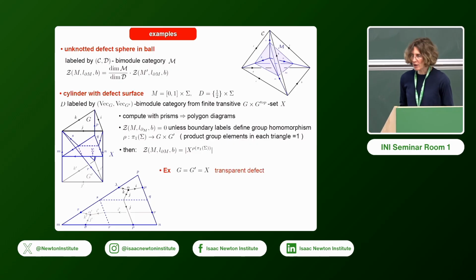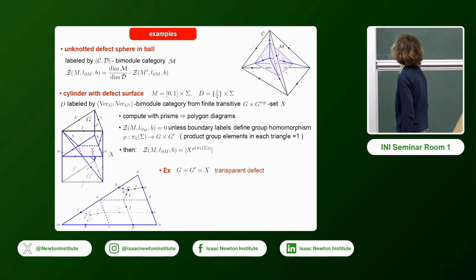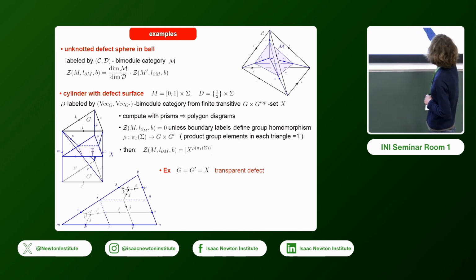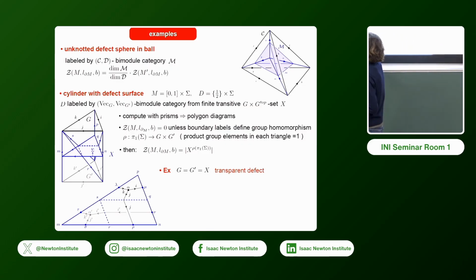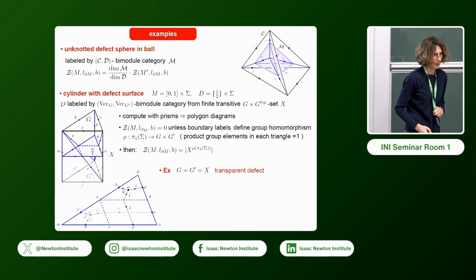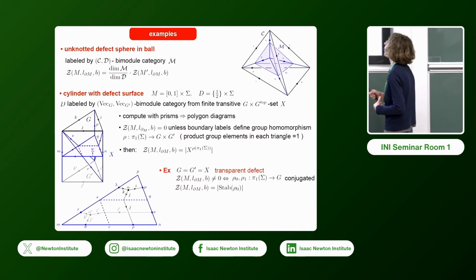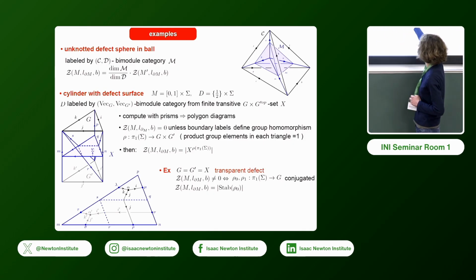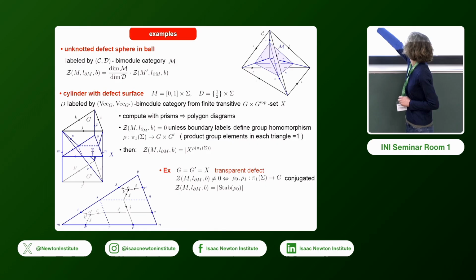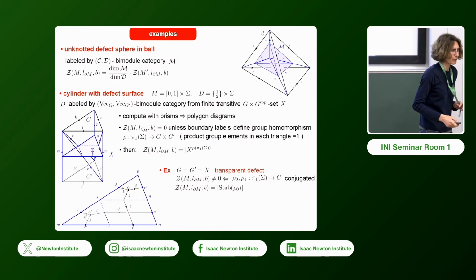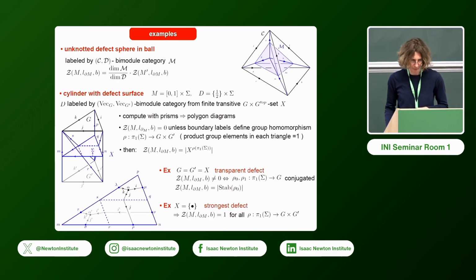What one can also do is then kind of vary the type of defects one is using. So here one uses a finite transitive set with group actions. One of the simplest things one can do is just to say the groups are equal to each other and also to the set. And the group just acts by left and right multiplication. Then one gets the requirement that the two group homomorphisms on the two boundaries must be conjugated. And what one gets here is a stabilizer group of the group homomorphism.